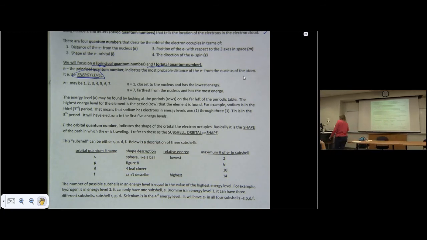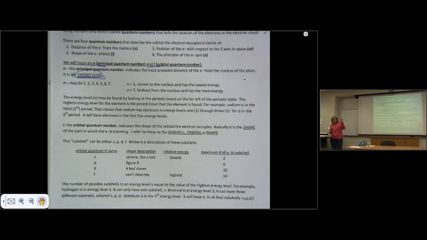How will you know what energy level your element has electrons in? You know it by what period it is in. So if you look up at your periodic table, you've got your periodic table there. Look at your periodic table, and the highest number of energy levels that your element has electrons in is what period you are in. So let's just take sodium first.